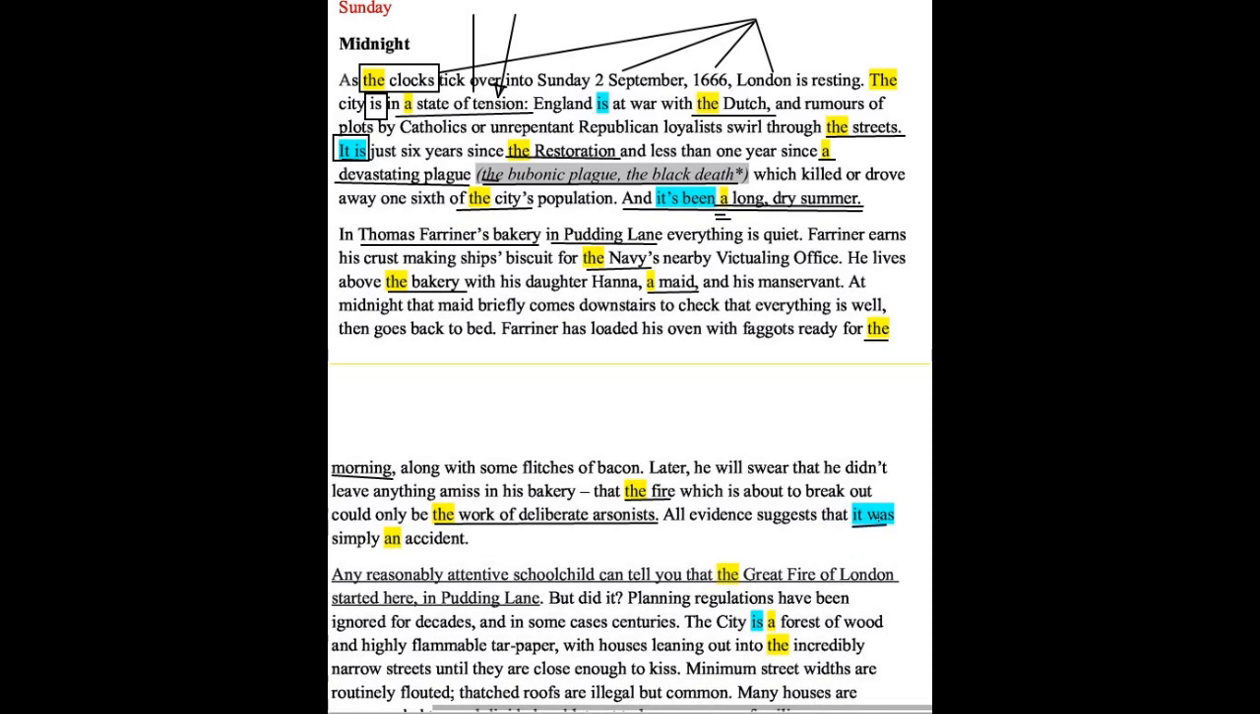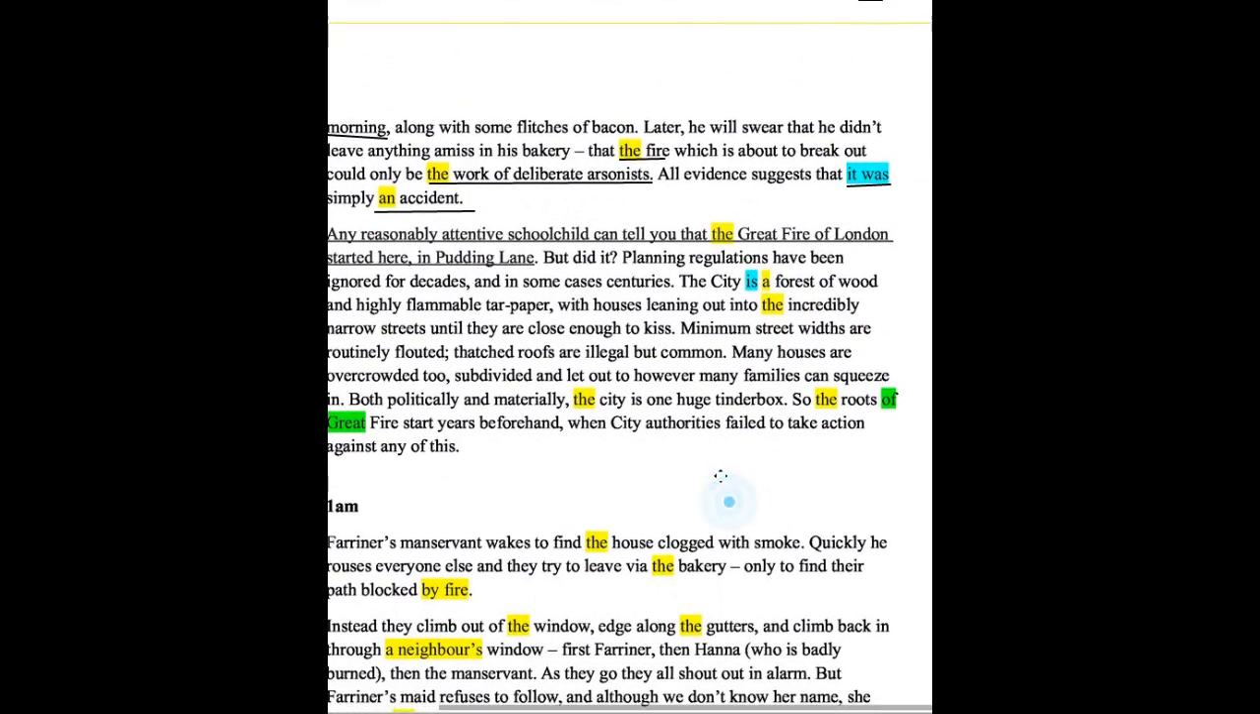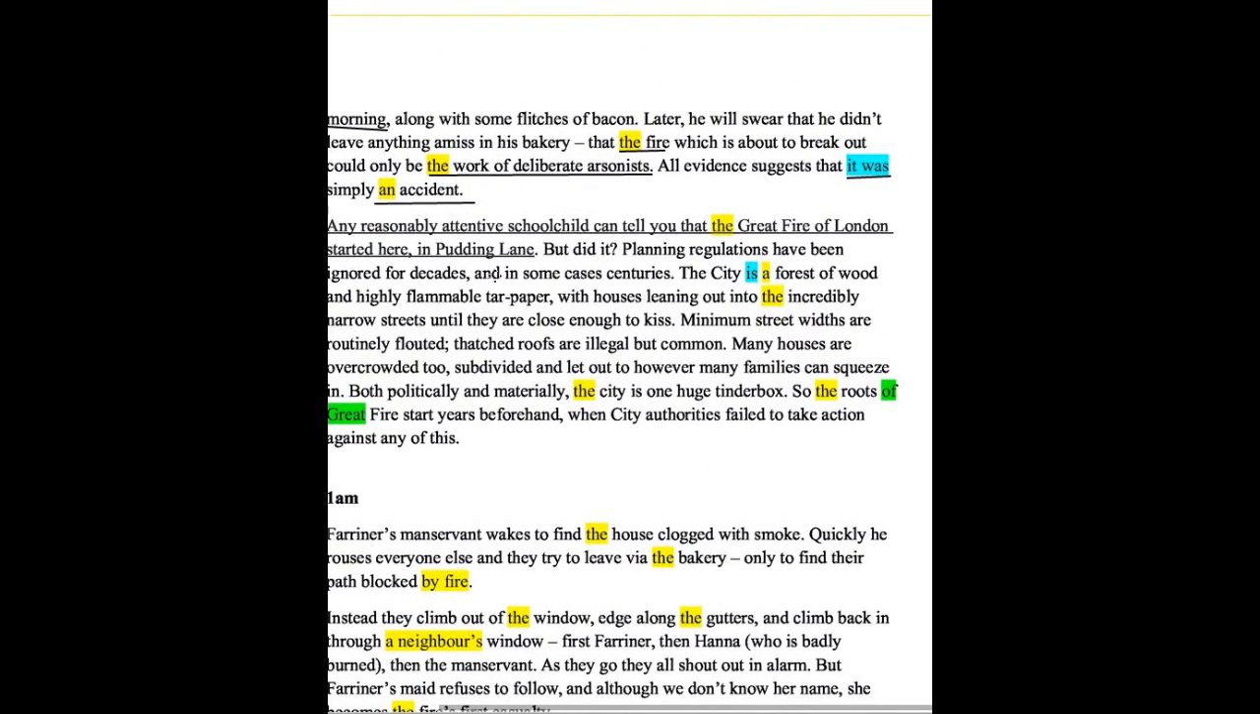Anyway, again, I've highlighted the existential clause. All evidence suggests that it was simply an accident. Notice with the "it was," "there was." Yeah, this is the existential clause. We use an indefinite article again. Okay, any reasonably attentive schoolchild can tell you that the Great Fire of London started here in Pudding Lane. So, naturally, the Great Fire of London will always be with "the."